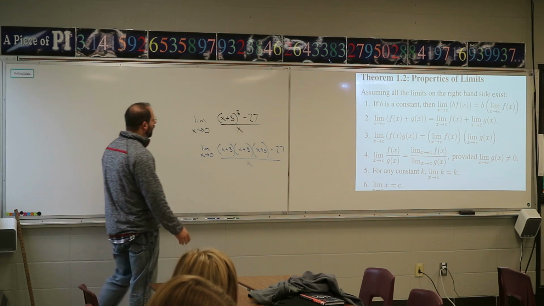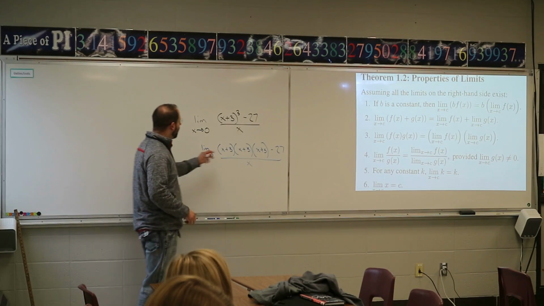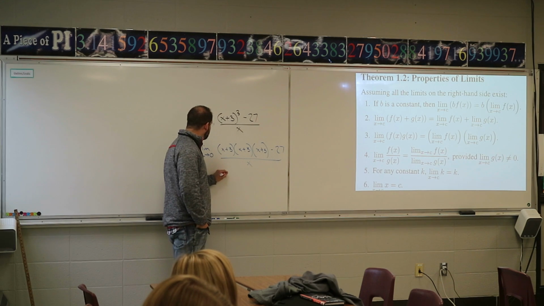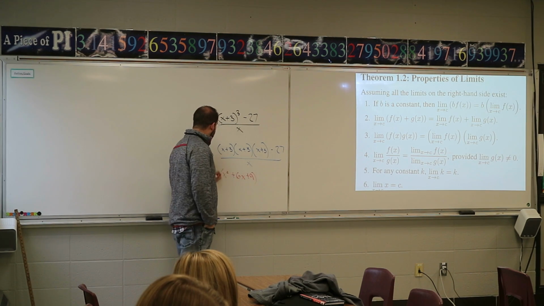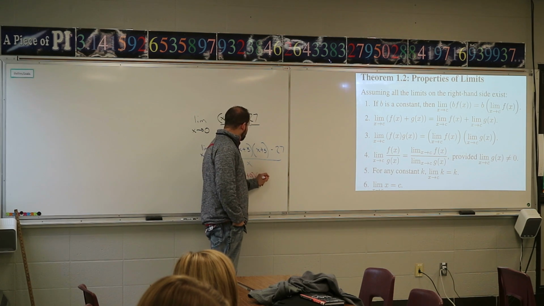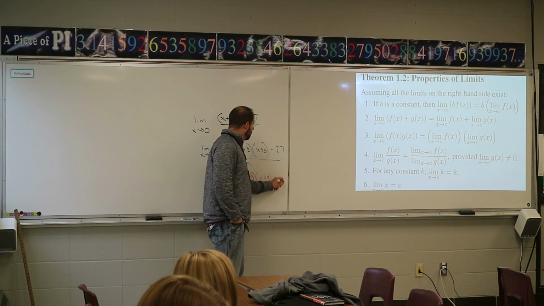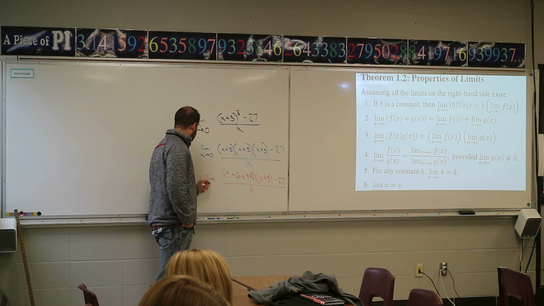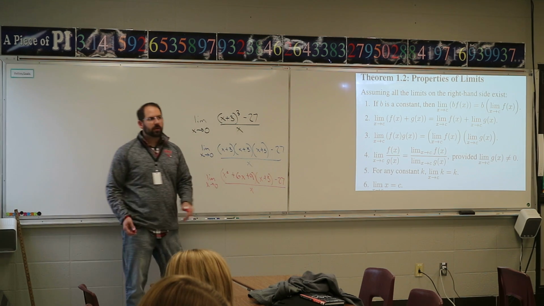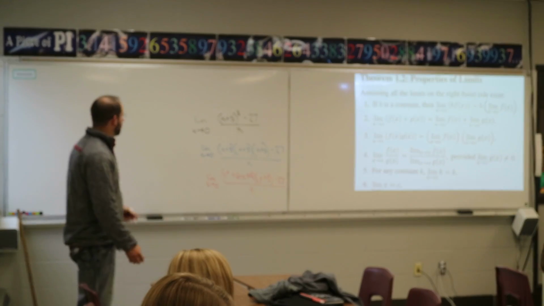The top here, if I FOIL the first 2 together, that's x squared plus 6x plus 9. Then I'm going to take that times x plus 3, because again, I FOIL the first 2 together. You get that over x. You still have to have the limit out front, so you can't forget that. And I'm not evaluating yet, because you still get 0 over 0.